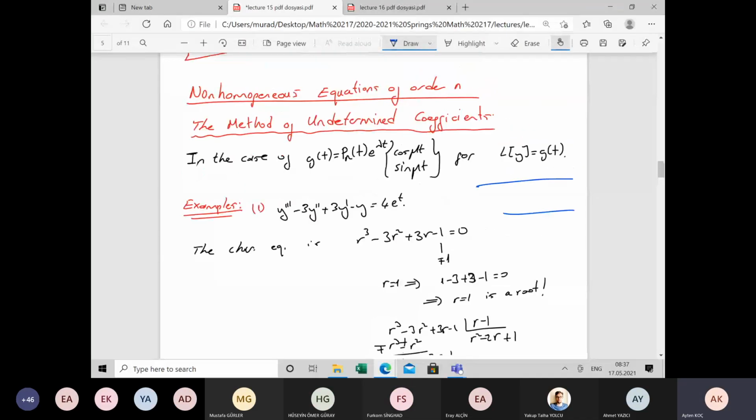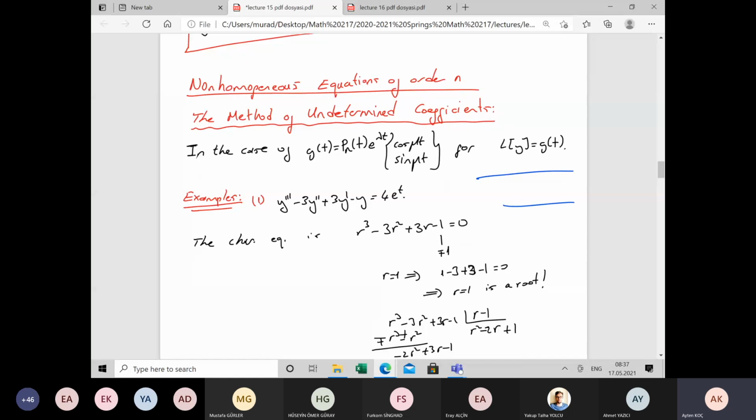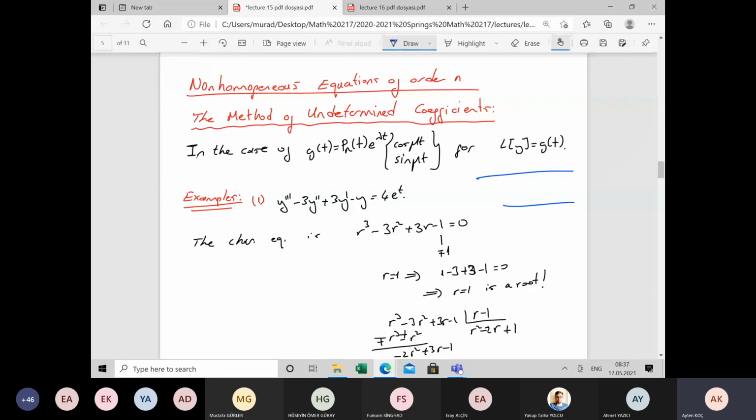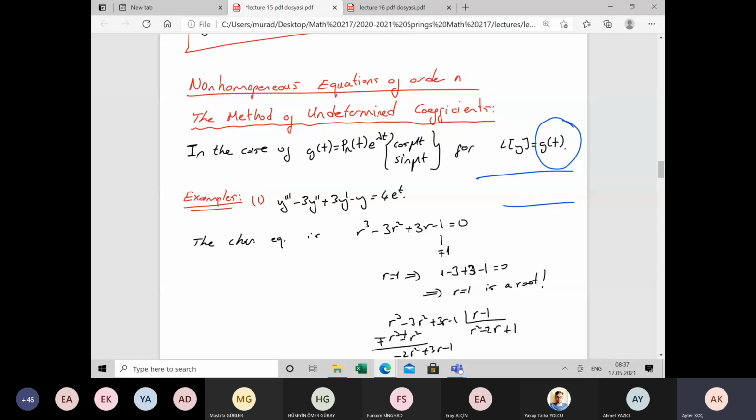Good morning, everybody, and today we will give the method of undetermined coefficients for non-homogeneous equations of order n. If our equation is non-homogeneous and has a right side, for example this one called g of t, and it is non-zero, then the differential equation is called a non-homogeneous equation. So if the differential equation is non-homogeneous, we have to find the general solution of our differential equation.